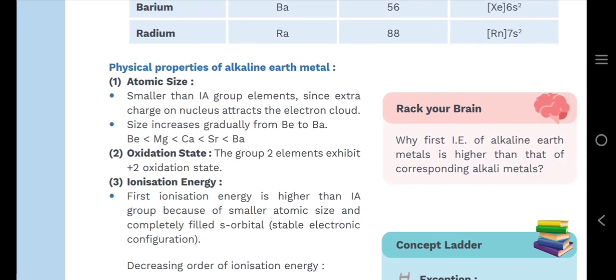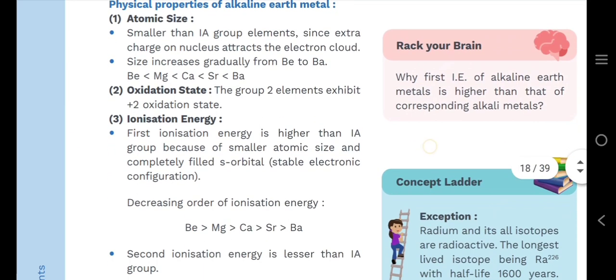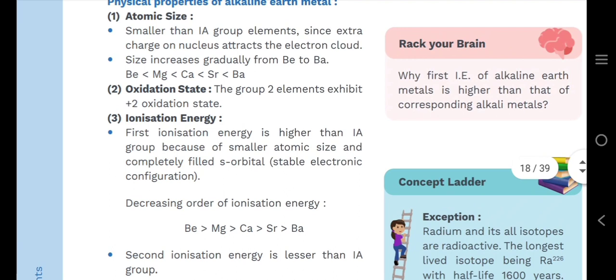Atomic size: smaller the ionization energy of group elements, since extra charge on nucleus attracts the electron cloud. Size increases gradually from Be to Ba. Oxidation state: the group 2 elements exhibit +2 oxidation state.